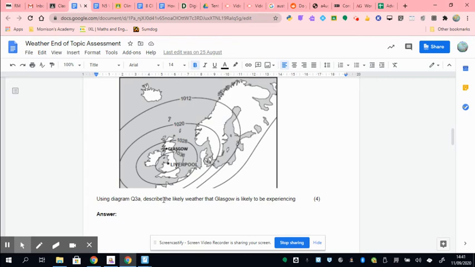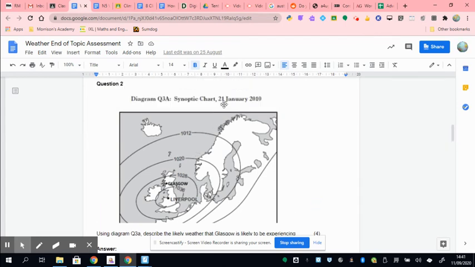So what you need to do here is, what's the likely weather going to be for Glasgow based on Glasgow being in an area of high pressure? So if we have a little look at this, it's January the 21st, so it's going to be very cold because it's winter. Okay, it's going to be clear skies because Glasgow's near the center of high pressure. You don't have to say because, it is a describe question. It's going to be very mild winds, and the reason for that obviously is because it's near the center of high pressure and the isobars are quite far apart.